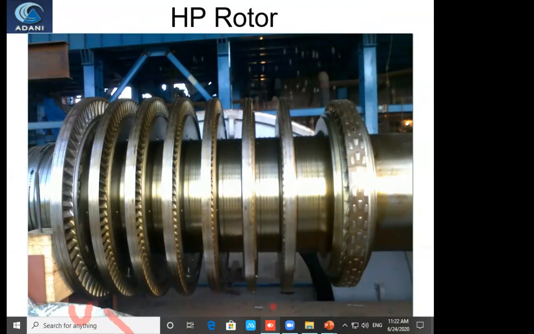And on the left side you can see the sealing system. That is sealing. Steam should not pass through this side. Next.